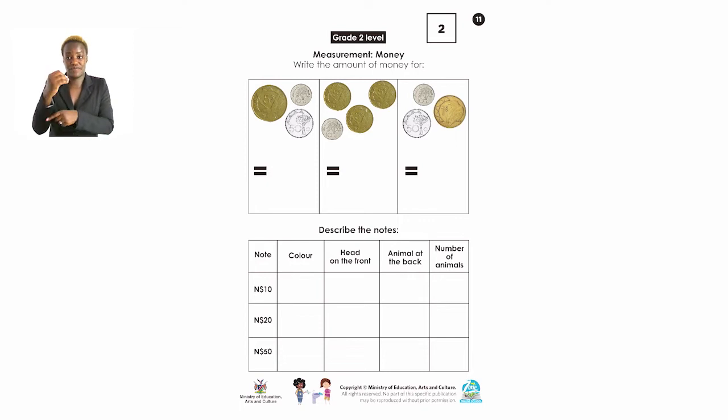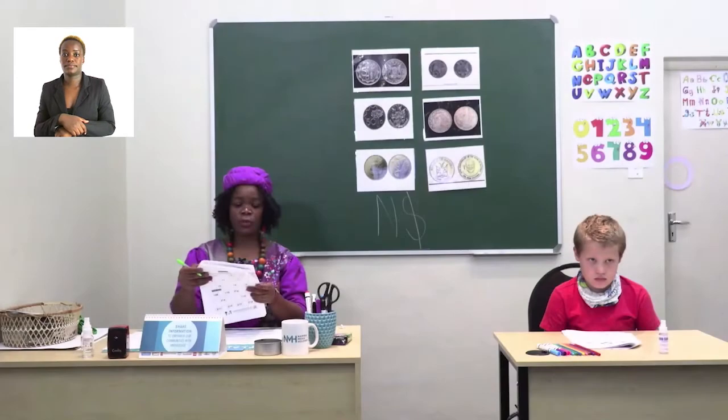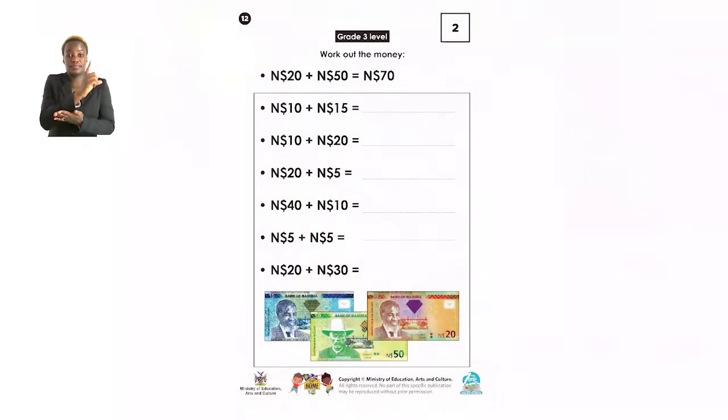What color is the $50 note? Whose head is on the $50 note? The animal, the name of the animal. I would like to see the animal's name, as well as the number of the animals on the $50 note. Okay, let's turn to page 12.